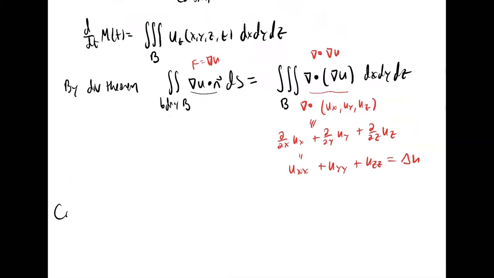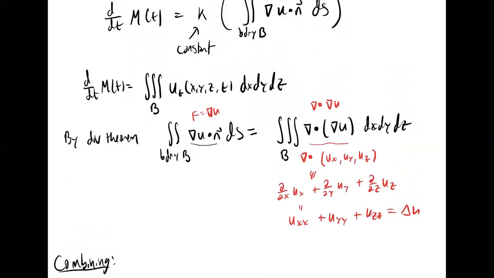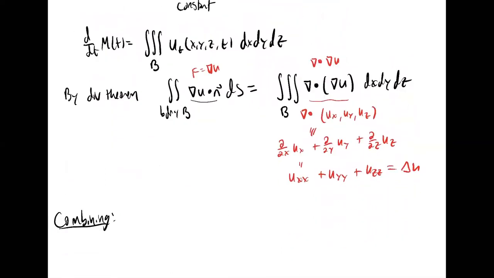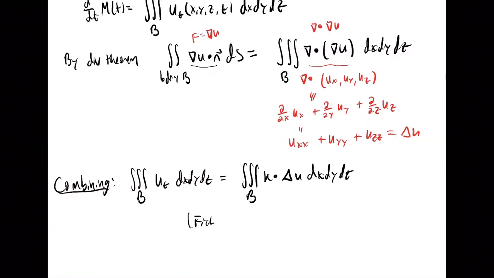Right, and so now combining these two ingredients, what do we get? Again, this is using Fick's law on top of these theorems from vector calculus. So we get the triple integral on the ball B of the first derivative with respect to t is equal to the triple integral on the ball B of some constant k times the Laplacian of u. So again, this is Fick's law plus the divergence theorem.